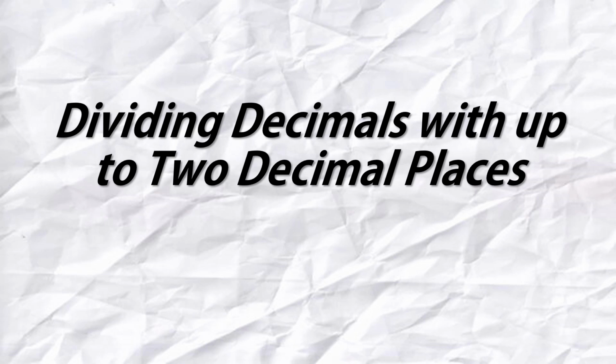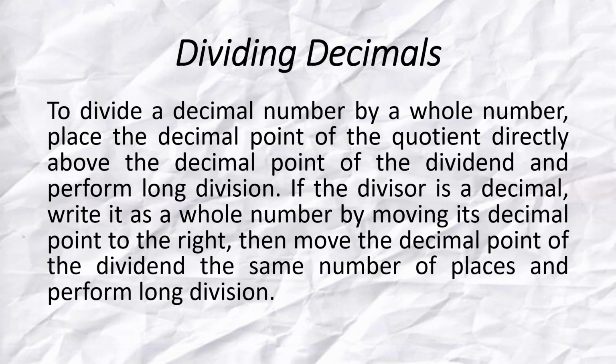For this lesson, dividing decimals with up to 2 decimal places, let us first try to understand the rule. To divide a decimal number by a whole number, place the decimal point of your quotient directly above the decimal point of your dividend, or the number inside your division symbol. And then, after that, you perform the long division.